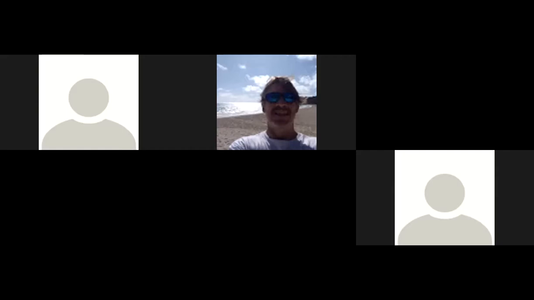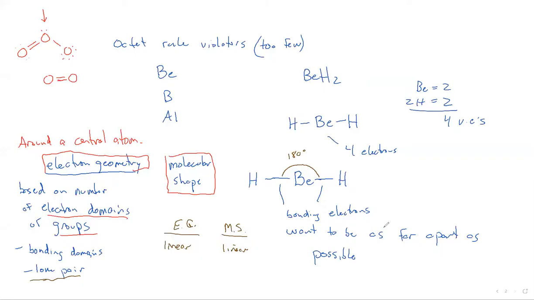I said that beryllium was an octet rule violator. Boron is also an octet rule violator. So let's go with my next example, boron trifluoride. This is usually the classic example. I'm going to put boron in the center because fluorine has 7 valence electrons and only bonds to one thing. And this is how you do it.